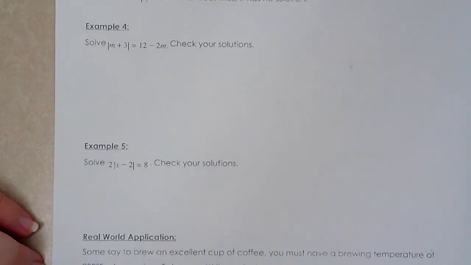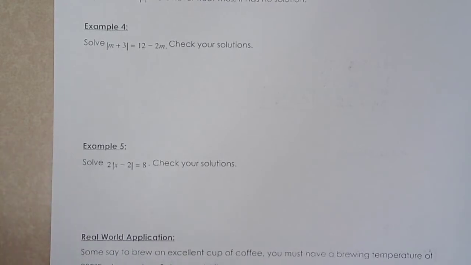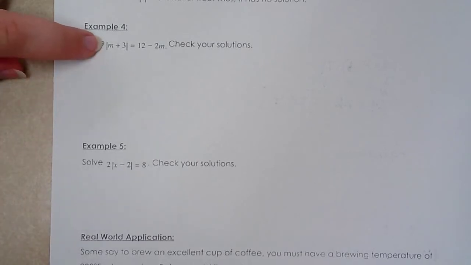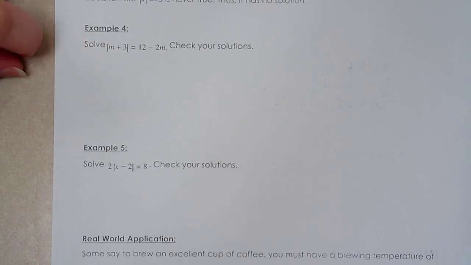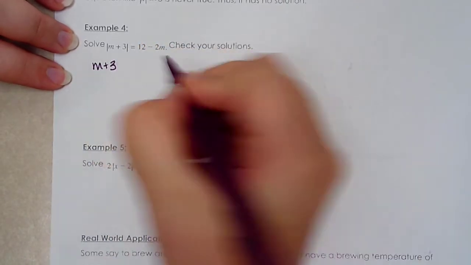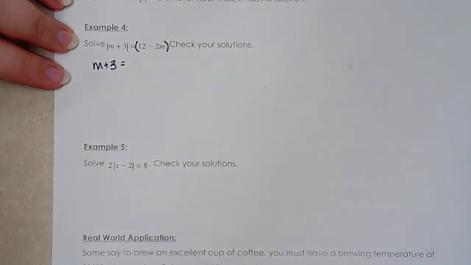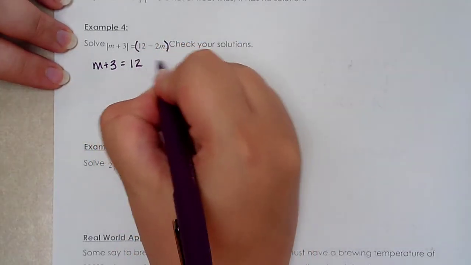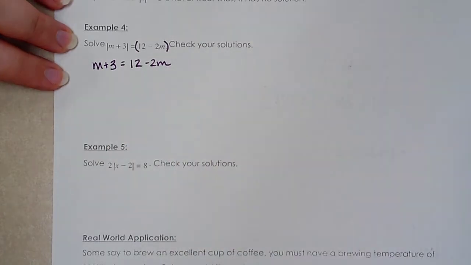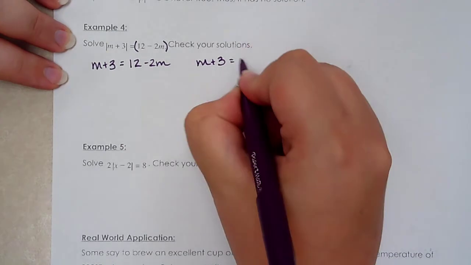All right, example 4. Solve the absolute value of m plus 3 equals 12 minus 2m. So we've already got our left side isolated, which means we're going to break it down into those two equations that I talked about before. M plus 3 could equal the positive version of this. Sometimes it's easier to think about it all in parentheses. It could equal 12 minus 2m, the positive, or it could equal m plus 3, the negative version.